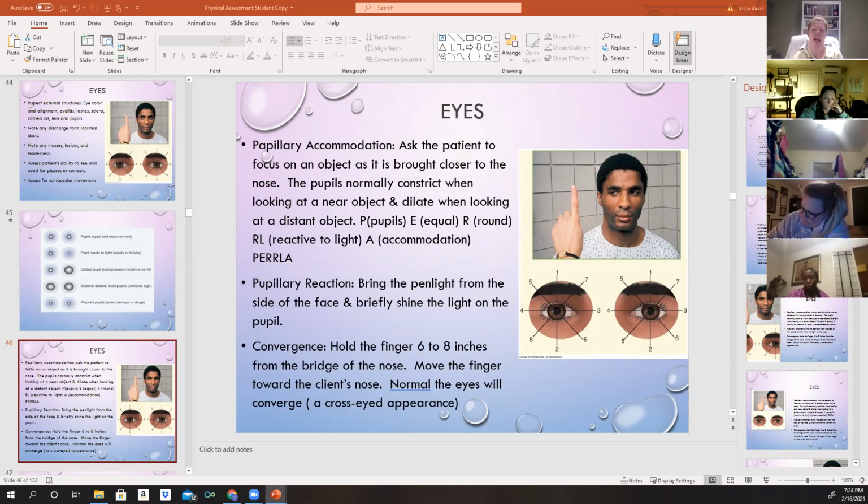And then assess those extraocular movements. You can do that with your finger or your pen light. I always do it with my pen light because I have it in my hand if I'm checking their eyes. You hold it in front of them and you move the pen up, and then you go to all those different directions. You make sure that their eyes follow it.